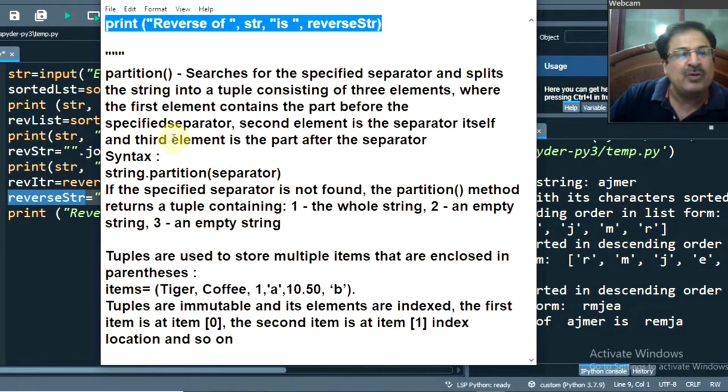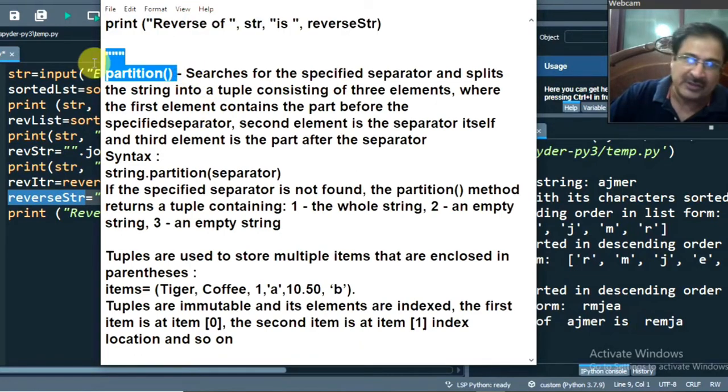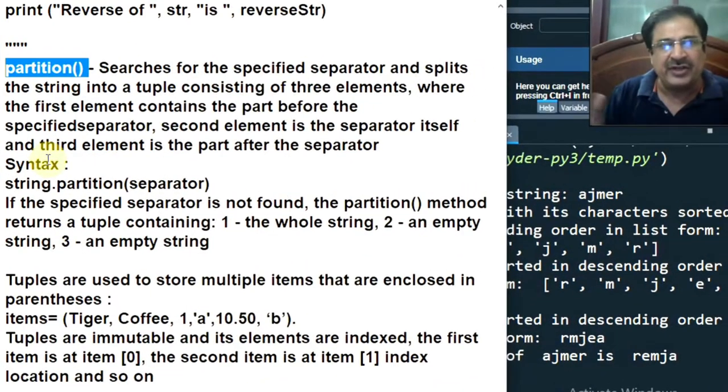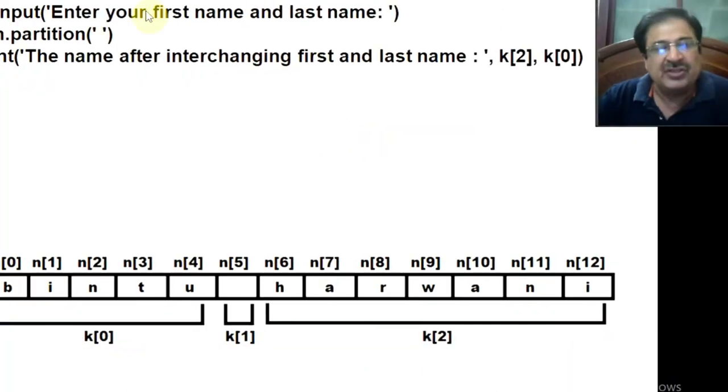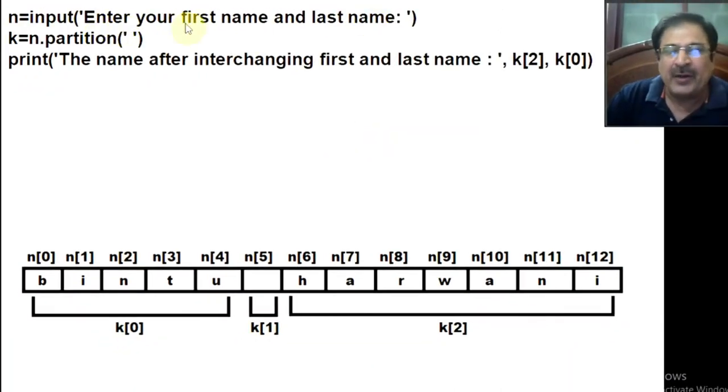Next program. This program is to make you understand the use of the partition method. The partition method divides a string into three parts. How? See, this is a program. It is asking you to enter your first name and last name. Suppose I enter my first and last name, Bintu Harwani, which will be assigned to the variable n. Every character including the white space will be assigned to its respective index location. Can you see it? B is assigned to n[0], I is assigned to n[1] and so on.